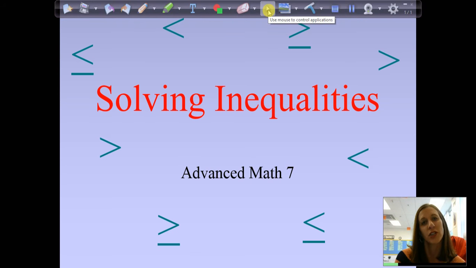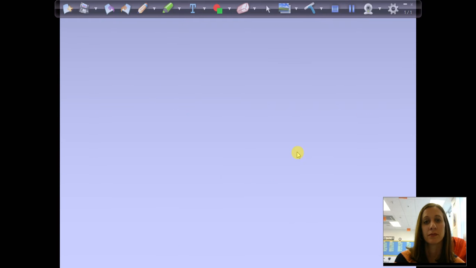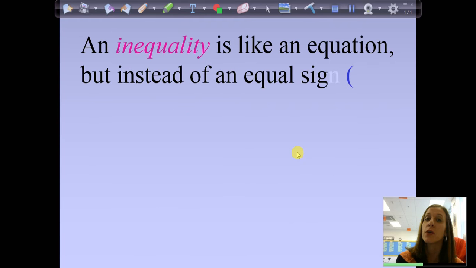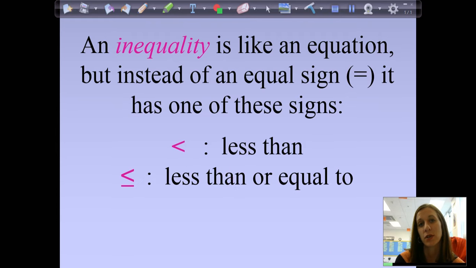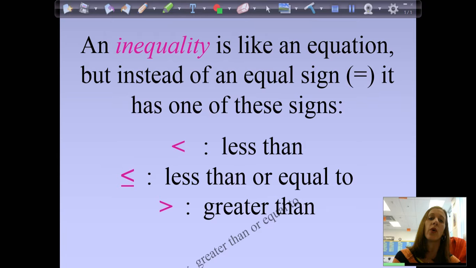For this video lesson, you are going to learn how to solve inequalities. So first, an inequality you're just going to treat just like it's an equal sign. It's going to have two sides, a left and a right side. And instead of having an equal sign, we're just going to have one of the four inequality symbols, which is less than, less than or equal to, greater than, or greater than or equal to.